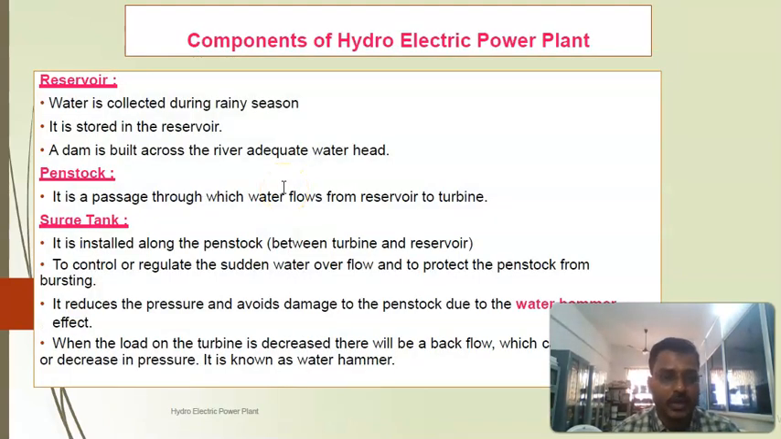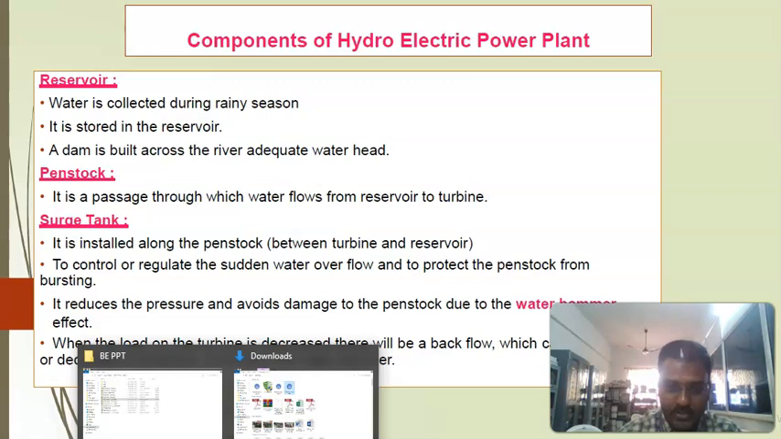Components: the reservoir. The reservoir is where water is collected during the rainy season and stored. A dam is built across the river to provide adequate water head. The penstock is a passage through which the water flows from the reservoir to the turbine. The surge tank is installed along the penstock to control or regulate sudden water overflow and to protect the penstock from bursting. It reduces the pressure and avoids damage.